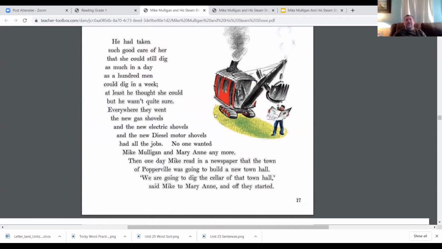Everywhere they went, the new gas shovels and the new electric shovels and the new diesel motor shovels had all the jobs. No one wanted Mike Mulligan and Mary Ann anymore. Then one day, Mike read in a newspaper that the town of Popperville was going to build a new town hall. "We're going to dig the cellar of that town hall," said Mike to Mary Ann, and off they started.